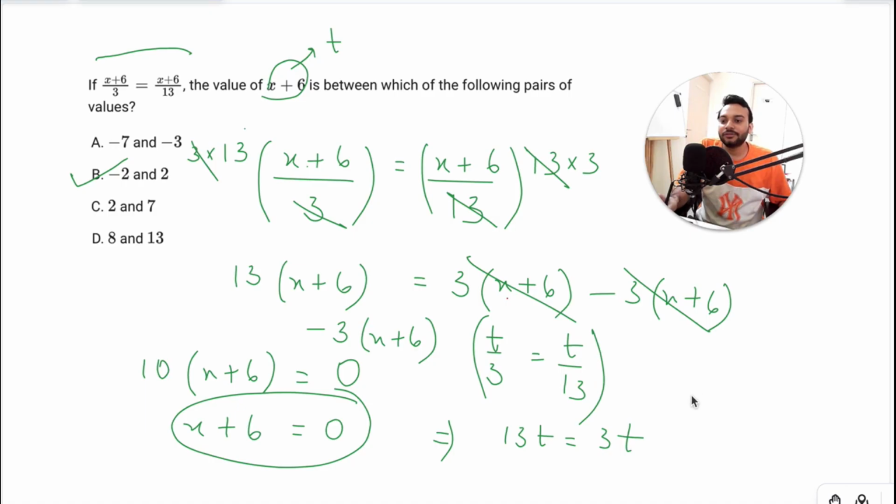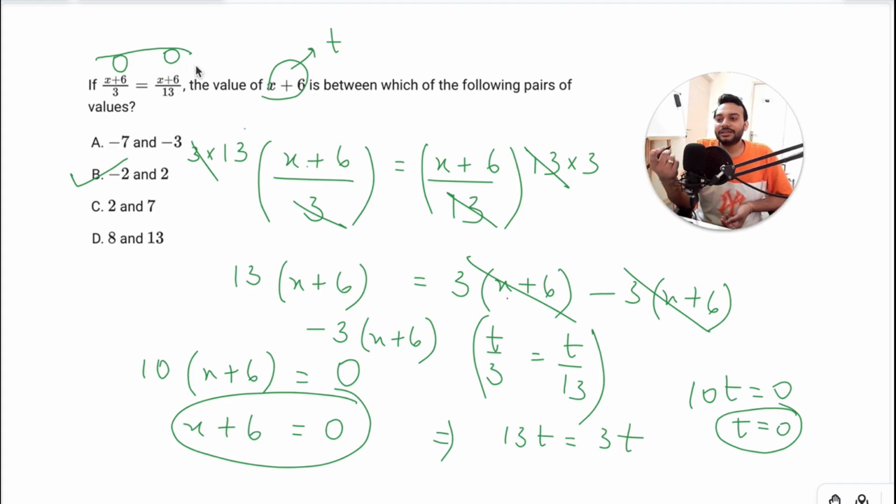We can also see it from here, like 13t minus 3t, that's 10t is equal to 0. t is equal to 0. Okay. So the moment we put t is equal to 0 here, that means x plus 6 is 0. This becomes 0 equals 0, which is why this equation has infinitely many solutions. But nevertheless, the answer to this question is -2 and 2, that is option B, because the value of x plus 6 is 0.